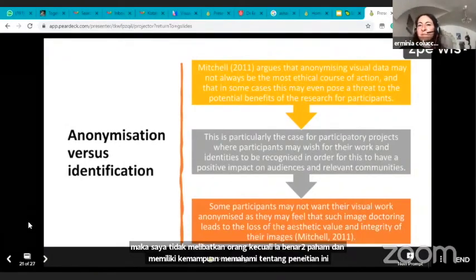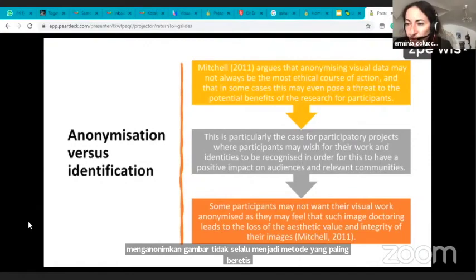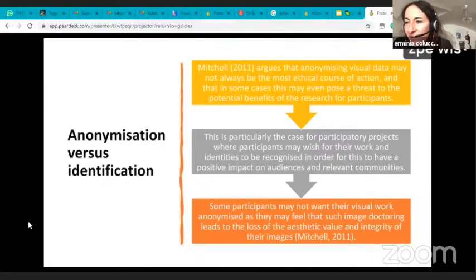Now, again, the point I just made before, but Mitchell also argues that anonymizing visual data might not always be the most ethical course of action, okay? It's a very important point, and I think it applies to all mental health research, but when you talk about visual mental health research, the assumption can be that it's better not to show the images. This is an assumption made also by researchers, I found myself, but it's not always the case. In some cases, it might pose a threat to the benefit of the research for participants, because not showing their faces might also take away the sense of agency for the person, and the potential empowering impact that doing research can have on the person.